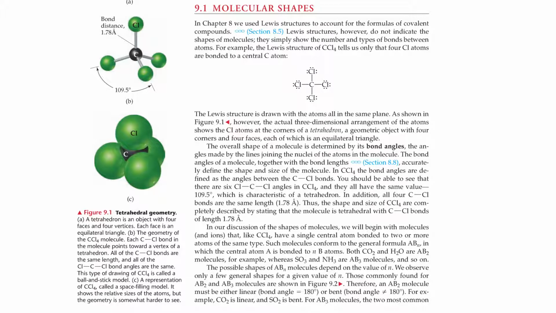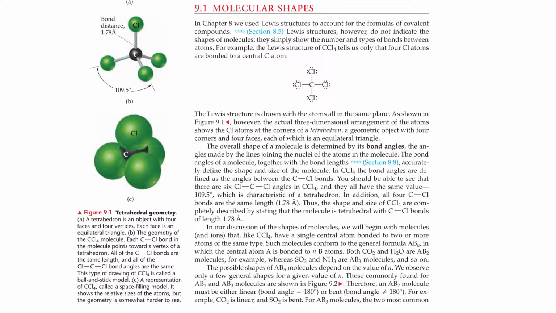In our discussion of the shapes of molecules, we'll begin with molecules and ions that, like carbon tetrachloride, have a central atom bonded to 2 or more atoms of the same type. Such molecules conform to the general formula ABn, in which the central atom A is bonded to n number of B atoms. Both carbon dioxide and water are AB2 molecules, for example, whereas SO3 and ammonia are AB3 molecules, and so on.